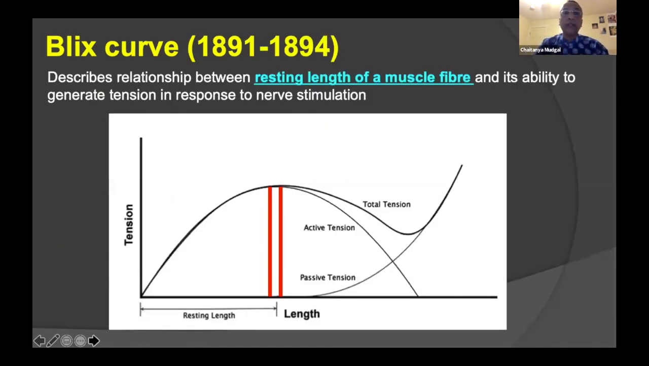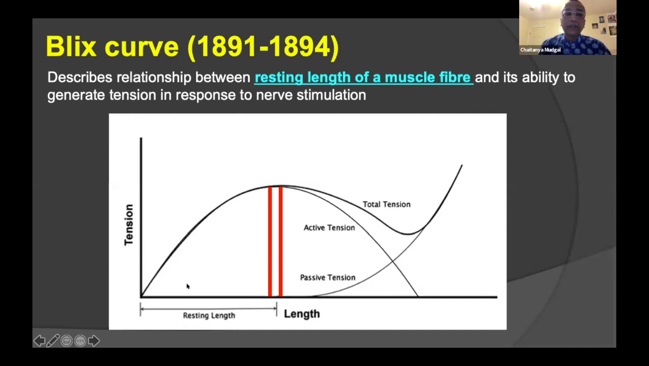That's one reason why. The second reason why is the Blix curve, where it describes the relationship between the resting length of a muscle fiber and its ability to generate tension in response to nerve stimulation. These two red lines show you a small plateau, which is the amount where you have wiggle room. What do I mean by that?